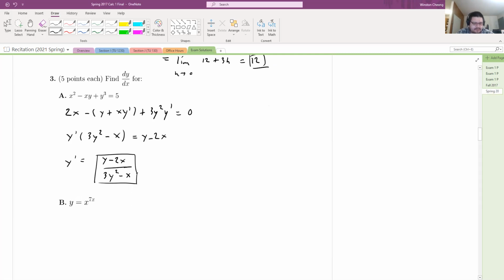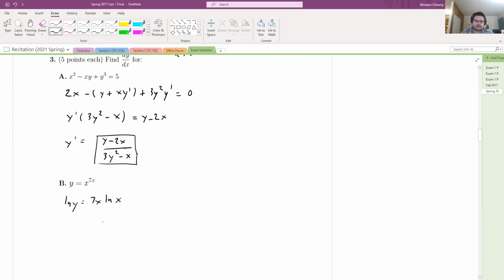Okay, so this one, as you can see, the x in both the base and the exponent means that it's neither the power rule nor the exponent rule for derivatives. Instead, what you need to do is use the process of logarithmic differentiation. You need to take the logarithm to bring that exponent down, right? So ln of y is then going to be 7x ln of x. Okay, now that we've taken the logarithm, we can take the derivative.